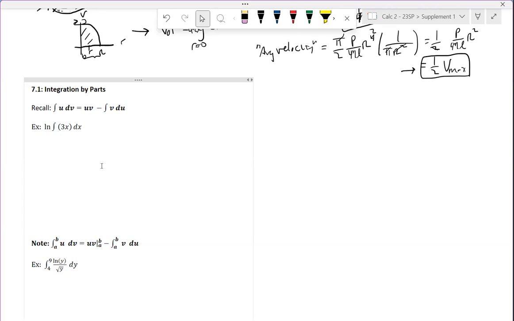So we did a problem or two in class of integration by parts, and a couple of notes.